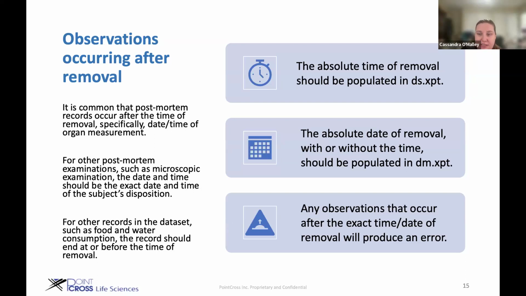This is just a programmatic way of representing this. In the organ measurement domain, it is very explicitly stated that the records are to appear with the date and time of the organ measurement, not at the date of sacrifice. But for the other postmortem examinations, such as the microscopic examination, these should be the date and time of the disposition of the subject. For other records in the dataset, such as food and water consumption, all of these dates and times should end at or before the time of removal. You should never have a record present for food consumption after the subject has been removed from the study.